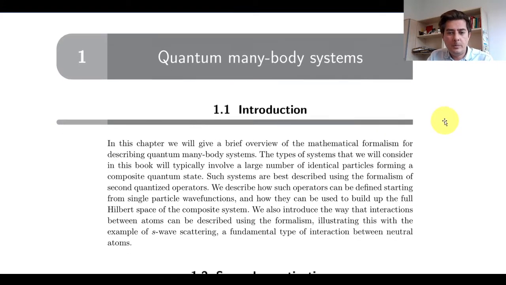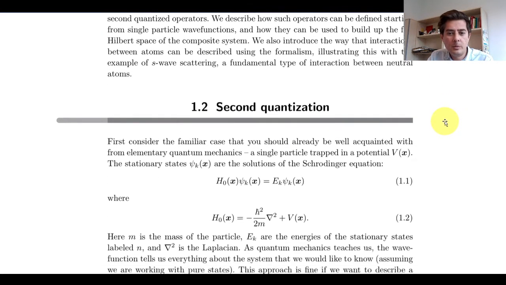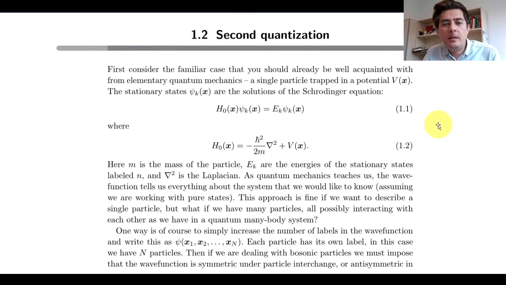Section 1.1 is just an introduction. This is more or less what I just said. And in section 1.2, we're going to talk about second quantization.